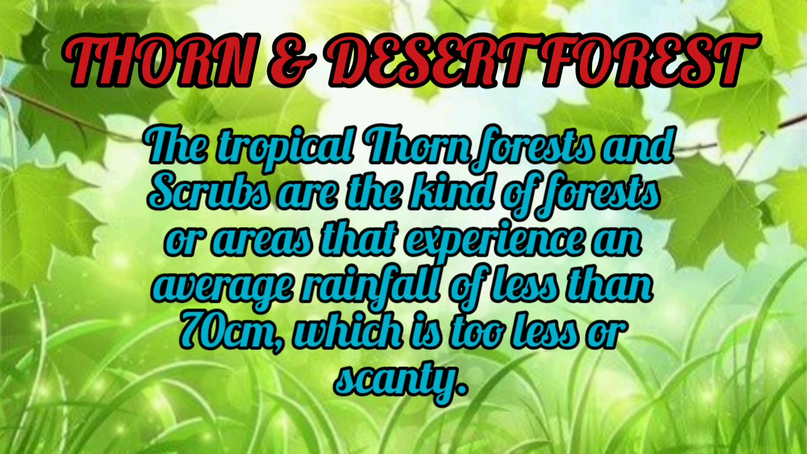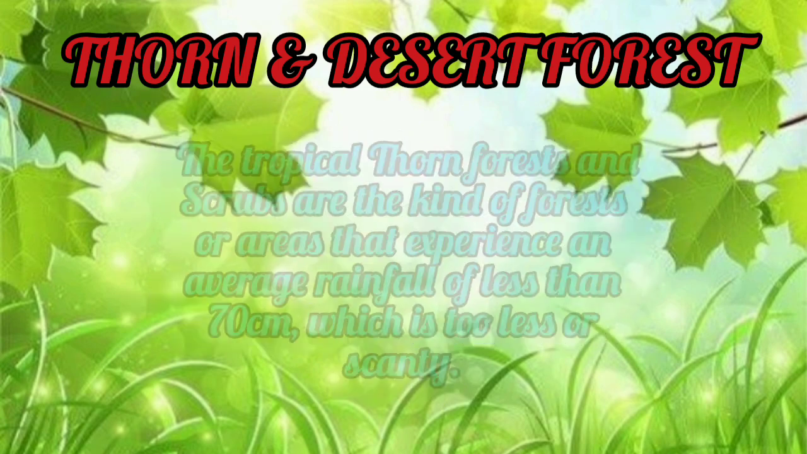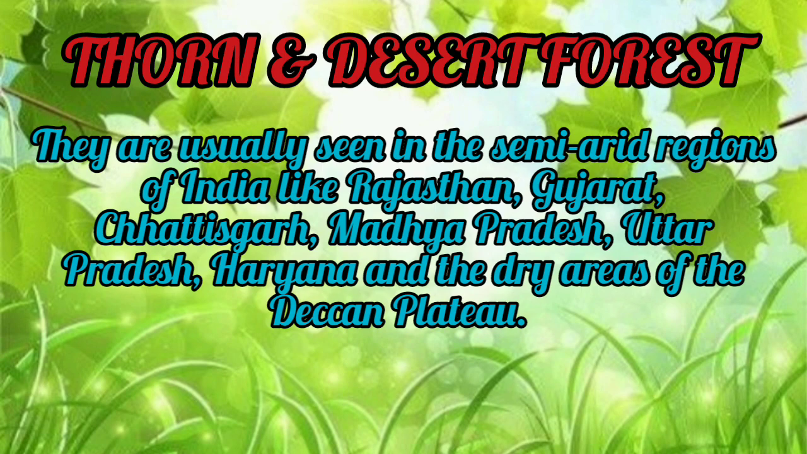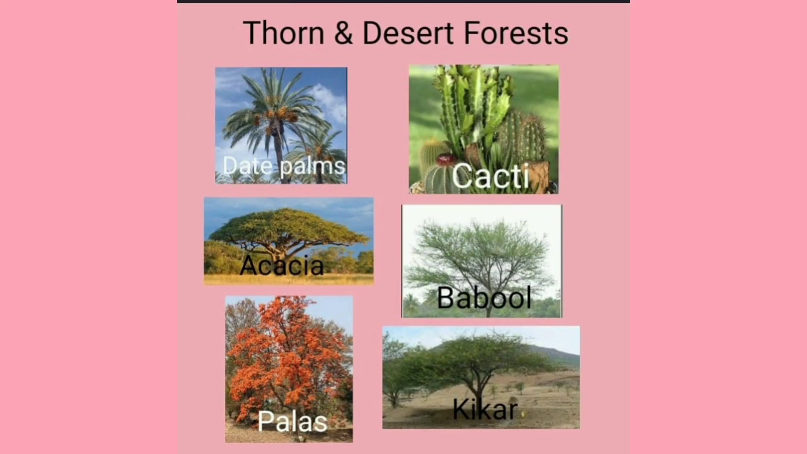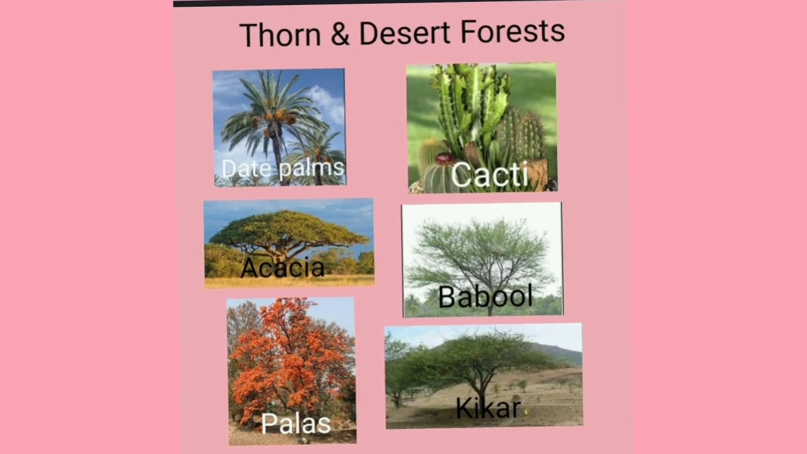Now let's talk about thorn and desert forest. The tropical thorn and scrubs are the kind of forests or areas that experience an average rainfall of less than 70 cm, which is too less or scanty. They are usually seen in the semi-arid regions of India like Rajasthan, Gujarat, Chhattisgarh, Madhya Pradesh, Uttar Pradesh, Haryana and the dry areas of the Deccan Plateau. Here are some of the pictures of the trees found in thorn and desert forests, namely date palms, cacti, acacia, babool, palas and kikar.